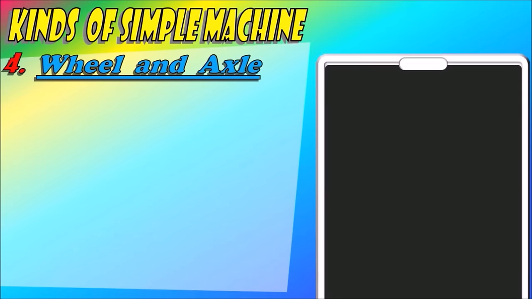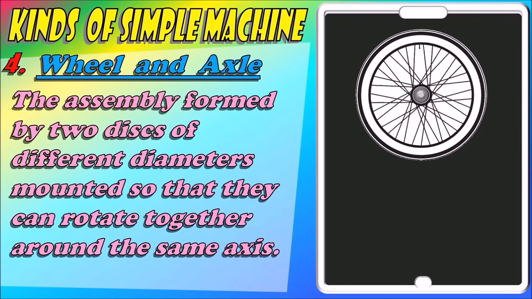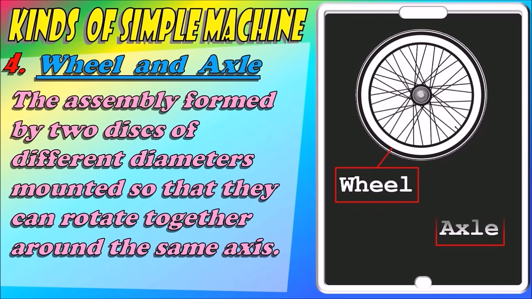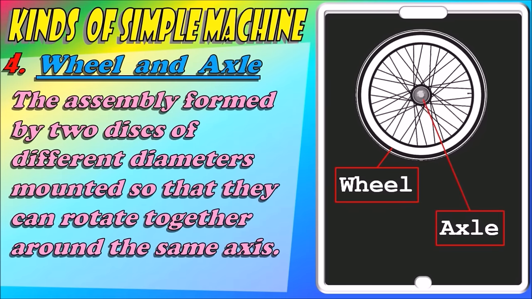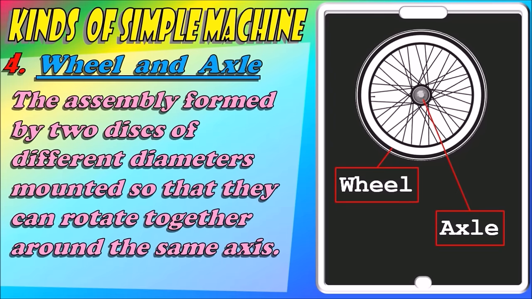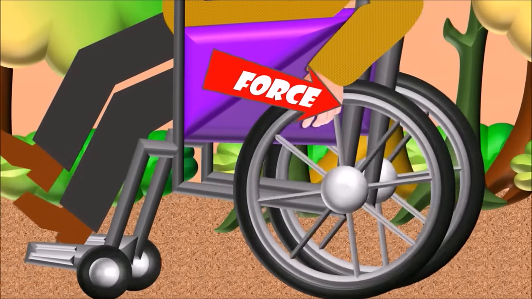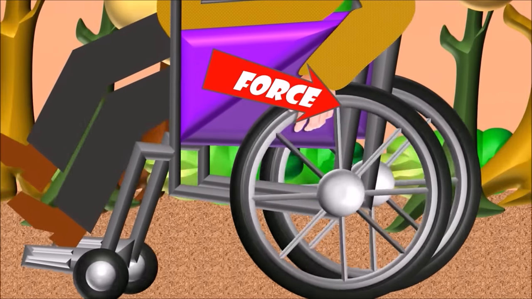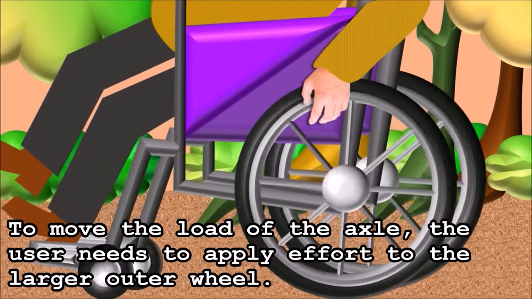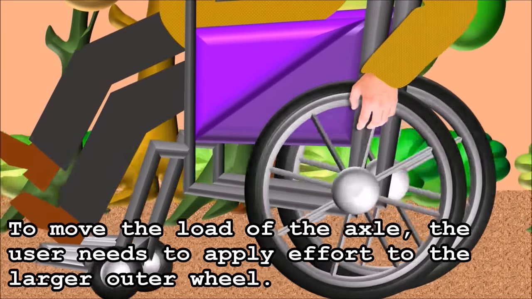Number 4. Wheel and axle. The wheel and axle refer to the assembly formed by two discs of different diameters mounted so that they can rotate together around the same axis. The wheel is fixed to the axle. Forces are applied to the edges of two discs to provide mechanical advantage. To move the load of the axle, the user needs to apply effort to the larger outer wheel.